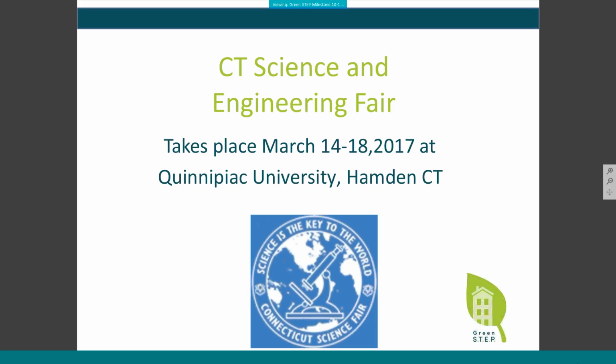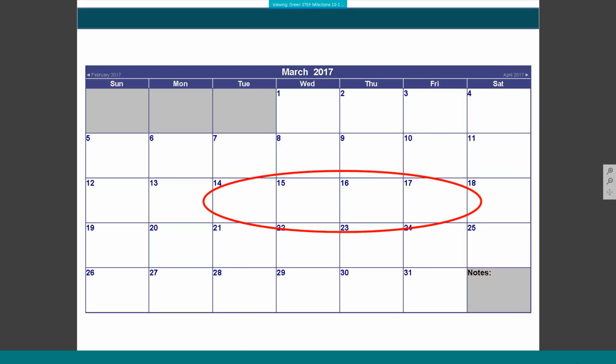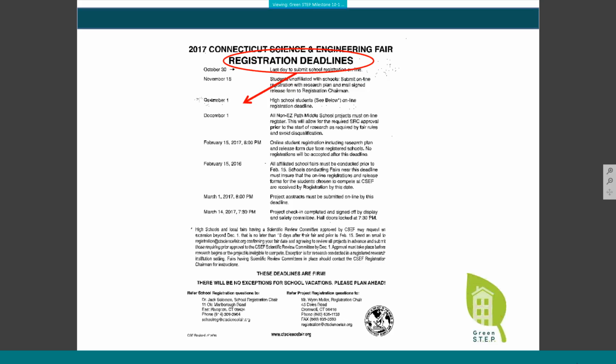The Connecticut Science and Engineering Fair takes place in mid-March every year at Quinnipiac University in Hamden, Connecticut. In 2017, it takes place from March 14th through March 18th. The deadline for student project registration is December 1st.